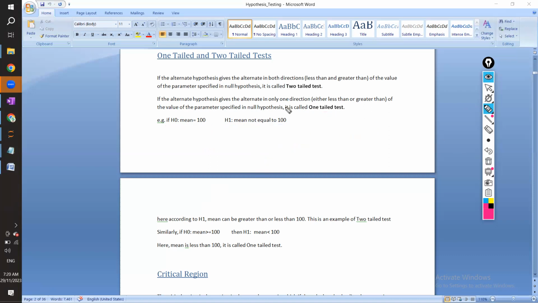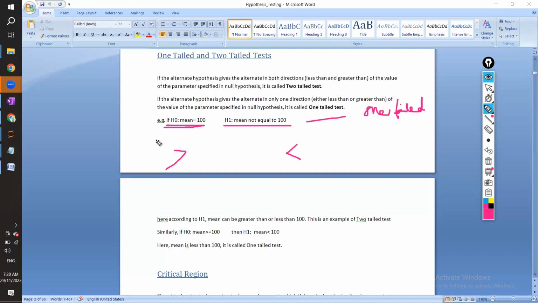If you're getting confused, I'll say it this way. If null is saying equal to 100, alternate will say it is not equal to 100, then this is a one-tailed test. That means if you prove that it is not equal to 100, then it is a one-tailed test. But if you have a scenario where you need to prove whether it is less than 100 or greater than 100.